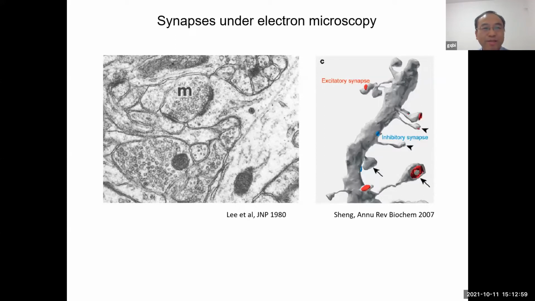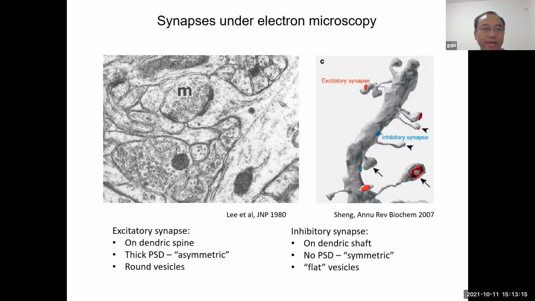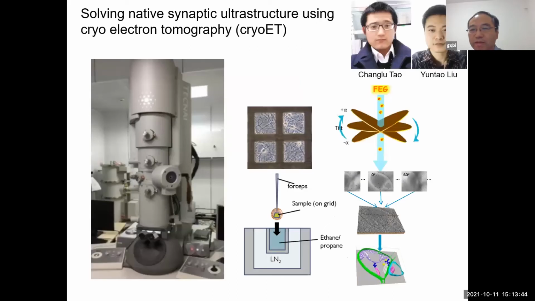At that time, we knew that electron microscopy has the highest resolution to see macroscopic structures. People use EM to characterize excitatory and inhibitory synapses. We know that excitatory synapses usually are formed on dendritic spines, and they have a thick postsynaptic density. Inhibitory synapses often form on the dendritic shaft, and they don't have an obvious postsynaptic density. But conventional EM is still not enough to really visualize molecules. We can see organelles, but we cannot see molecules.